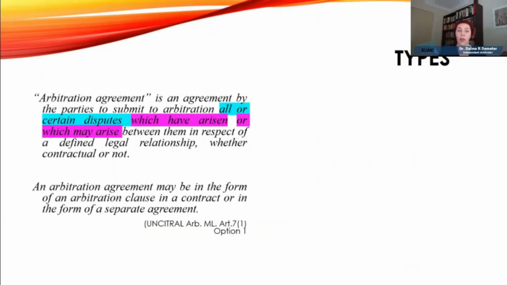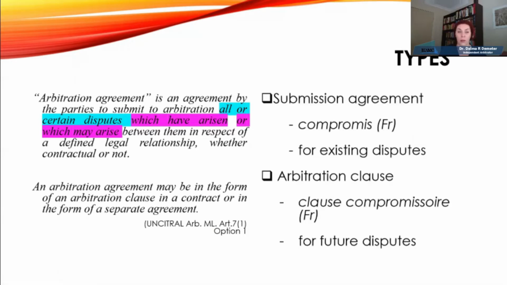An arbitration agreement may be in the form of an arbitration clause in a contract or in the form of a separate agreement. From these two options, we can see that there are two types of arbitration agreements. One for existing disputes, and they are called submission agreements or compromis, to use the French terminology, and one for future disputes. Those are called arbitration clause or clause compromissoire.